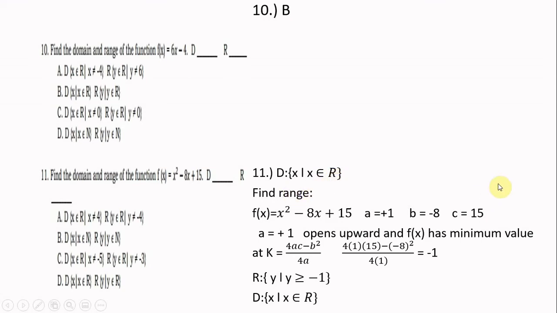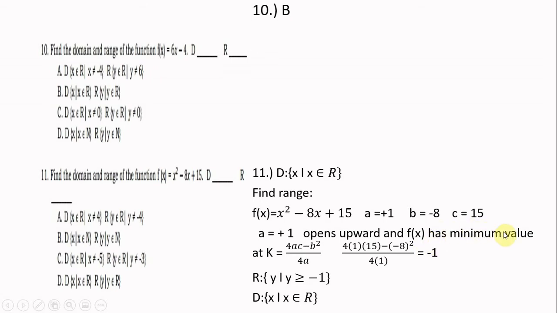And the complicated one is the range. To find the range, we have to solve. So f of x equal to x squared minus 8x plus 15. Our a here is positive 1, our b is negative 8, and our c is 15. So this is the constant, the coefficient of the linear term, and the coefficient of the quadratic term. Since our a is positive 1, it opens upward, and f of x has a minimum value.